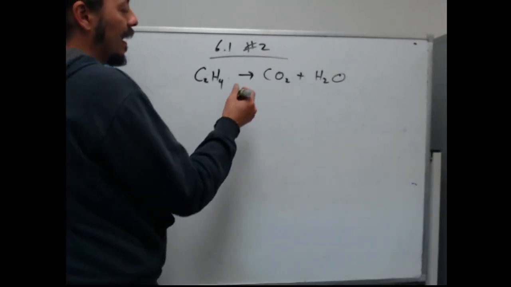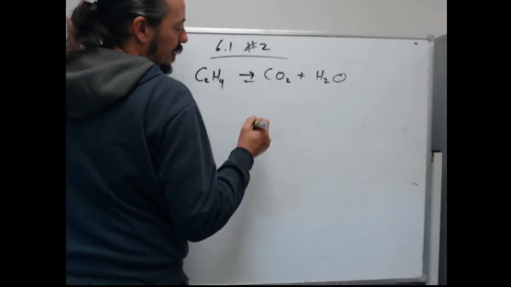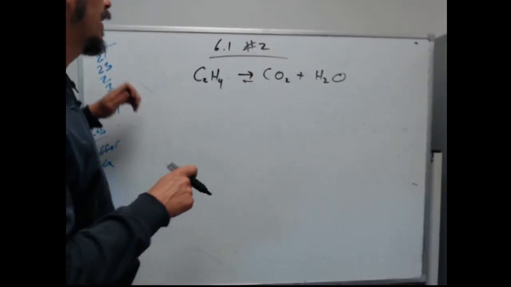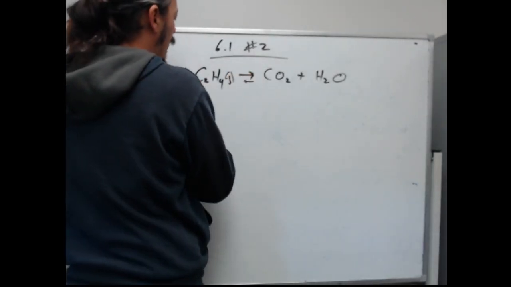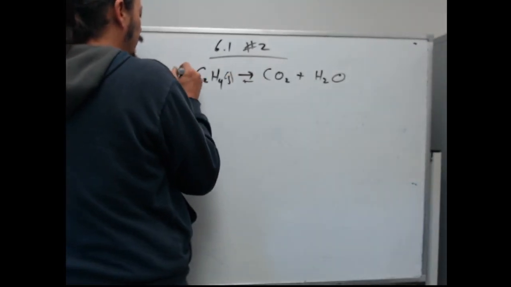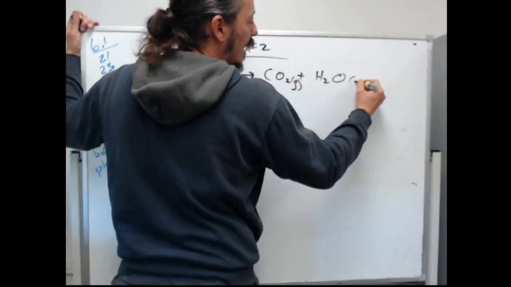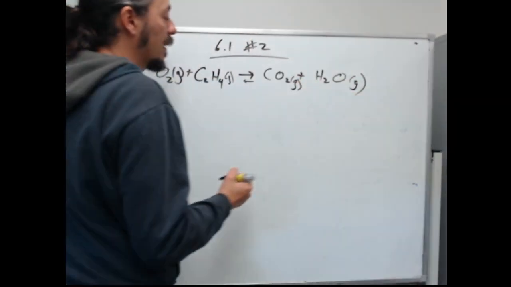Okay, so we're looking at this thing. Technically, we know this can be a double arrow. It's just very much going to be product favored. It's a combustion. This is going to be C2H4 gas, combusted, so it's going to be O2 gas added in. We're going to make CO2 gas and H2O gas, assuming we have perfect combustion.